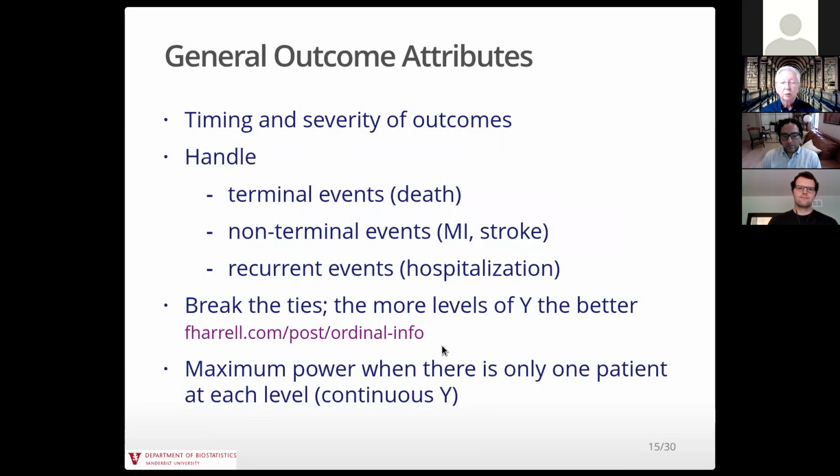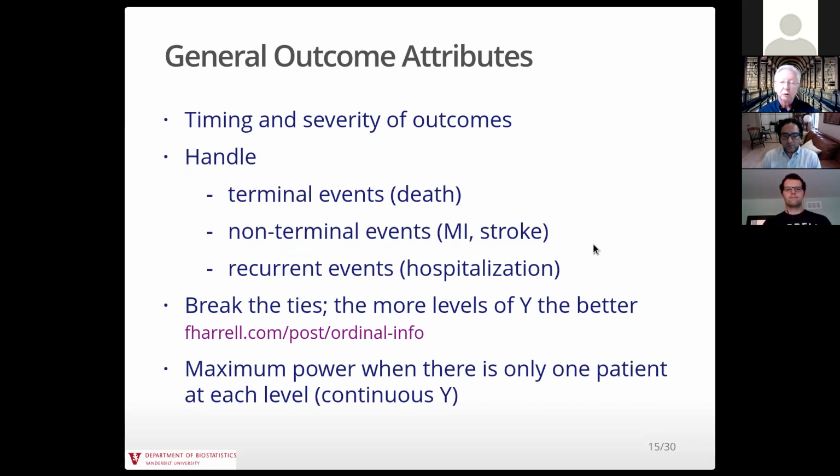So let's talk about what you need from an outcome variable. You need to capture the timing and severity of the outcomes. The severity, I cannot emphasize enough how important that is, because if we're going to treat MI the same as a death, and hospitalization for worsening heart failure the same as a death, we are creating ties in the data that don't make any clinical sense and don't really map to what's important to the patient. So whatever we do, we need to take into account that there's terminal events such as death, there's non-terminal events such as MI and stroke, and then there's recurrent events.